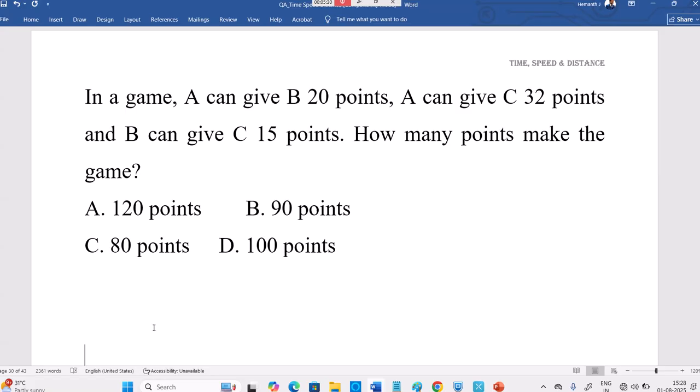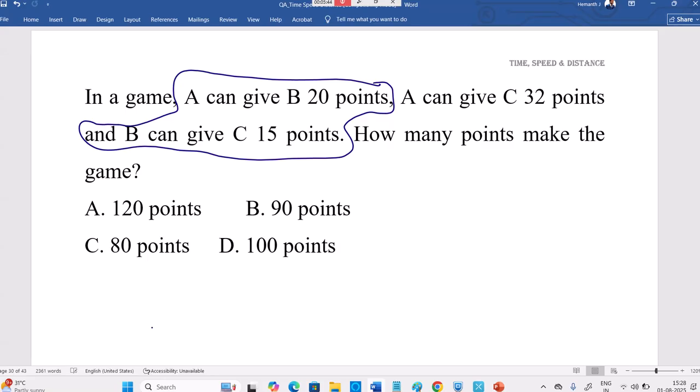The number of points in the game is not given. You have to calculate how many points the game is, so that when A gives B 20, and B gives C 15, A to C should be 32. You take these two, then the result should be that A to C is 32. You take any two, and the other should be satisfied. That's what you have to work on.